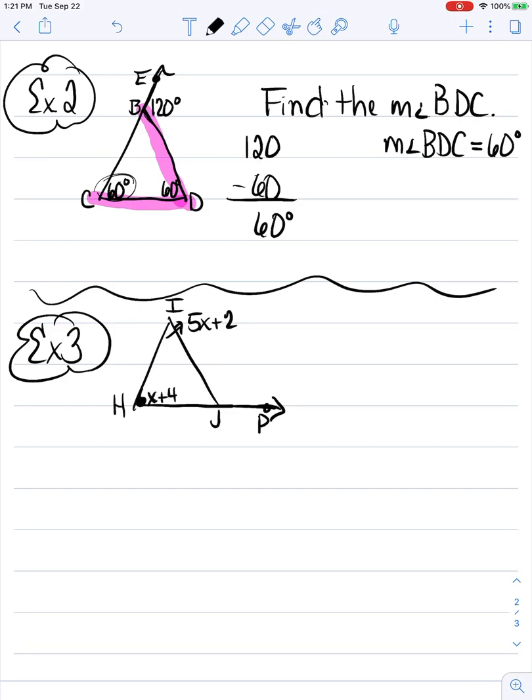6x plus 4. That doesn't look very good. Sorry about that. See if I can do better. 6x, there it is. 6x plus 4. And this outside angle here is going to be 12x minus 4.